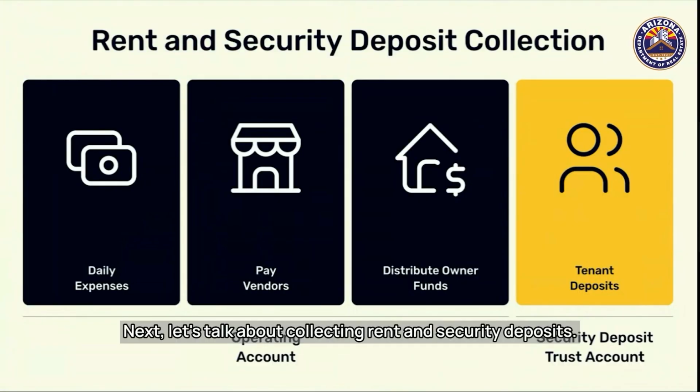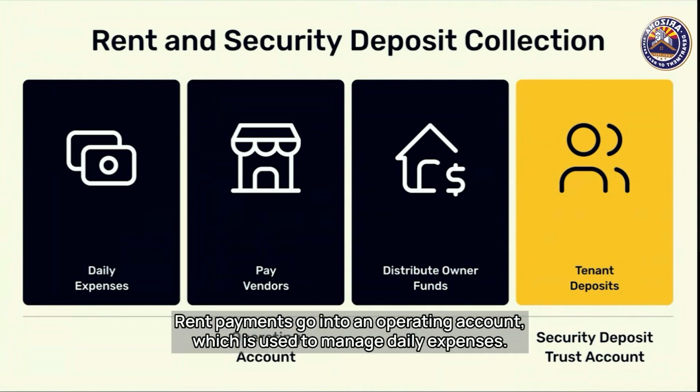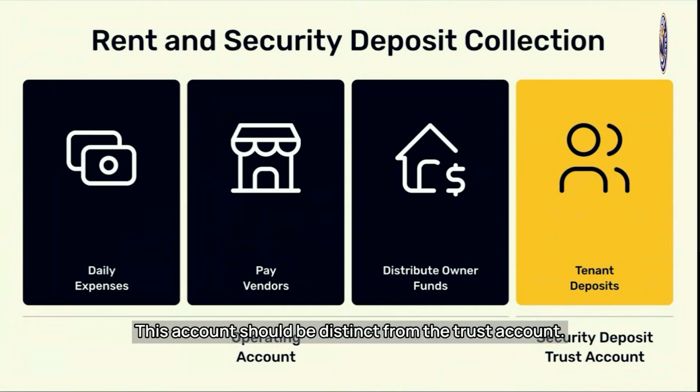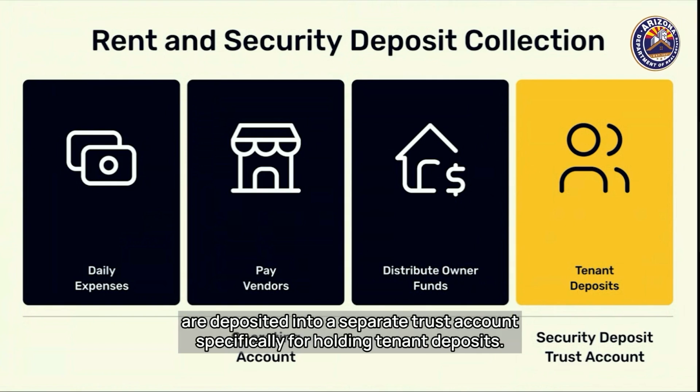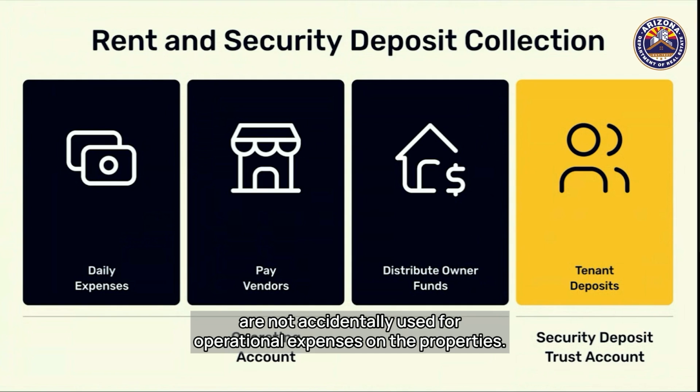Next, let's talk about collecting rent and security deposits. You're going to have separate accounts here. First is your operating account. Rent payments go into an operating account, which is used to manage daily expenses, pay vendors, and distribute funds to property owners. This account should be distinct from the trust account. On the other hand, your security deposit trust account is where security deposits are deposited into a separate trust account specifically for holding tenant deposits. This segregation ensures that these funds are not accidentally used for operational expenses on the properties.